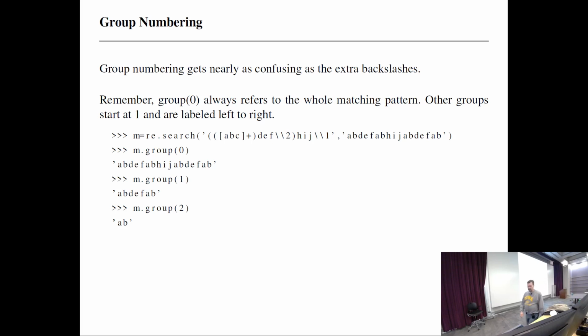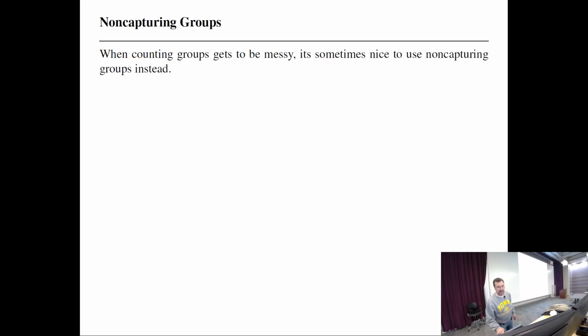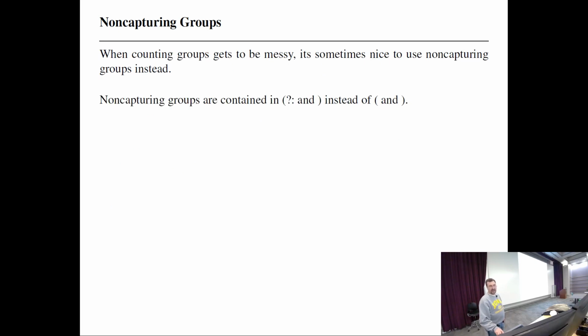If that's the case, it is sometimes easier to reduce the amount of counting by just using non-grouping, non-capturing groups. So there's a special character combination: left parenthesis, question mark, colon, and right parenthesis. This is just like a regular grouping. The only difference is this one isn't counted. It doesn't get an index, and it can't be used as a back reference.